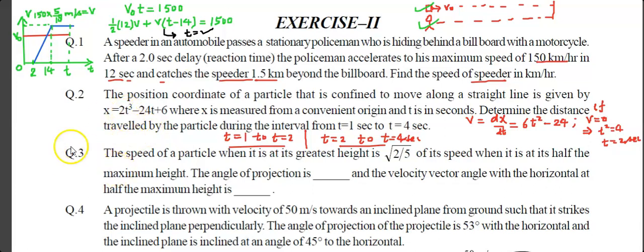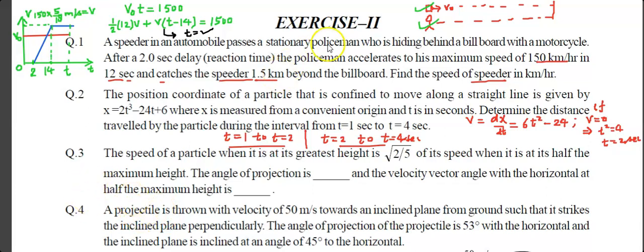Now let's talk about question number 3. It says that the speed of a particle when it is at its greatest height is this times its speed when it is at half the maximum height. The angle of projection we need to find out, and the velocity vector with the horizontal at half of the maximum height. So we need to find the velocity vector angle at that particular location.